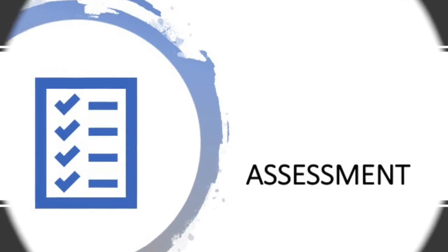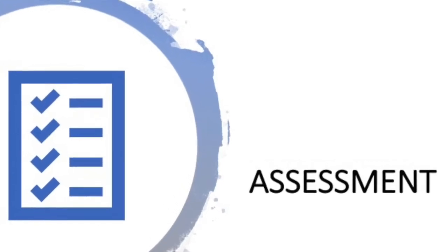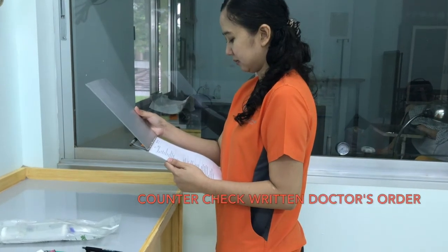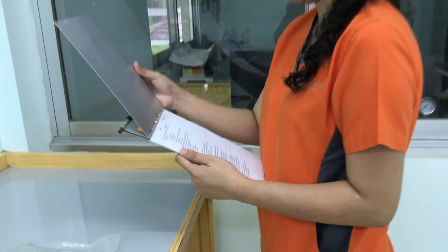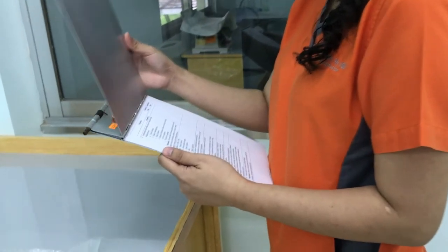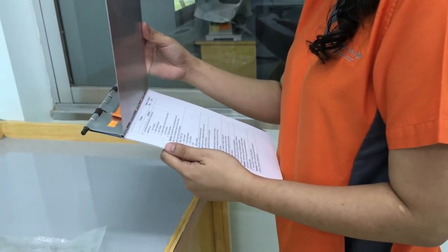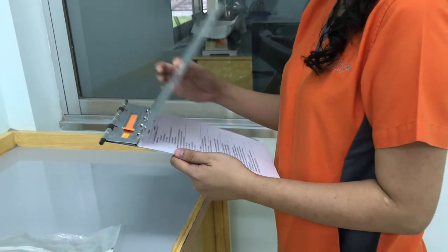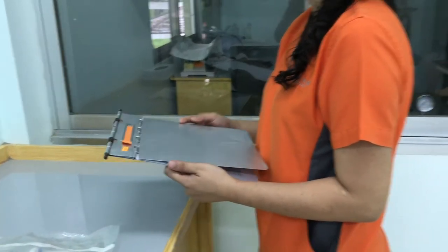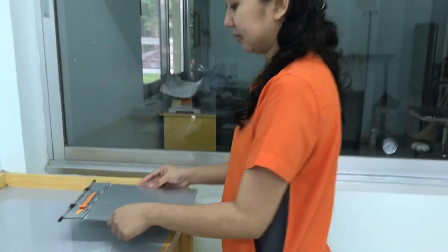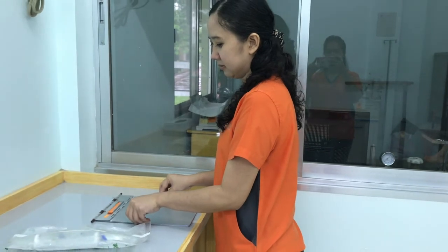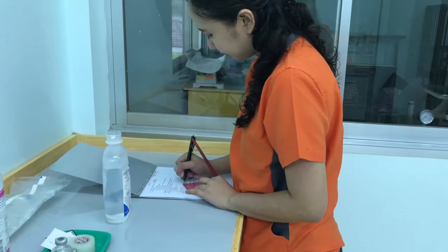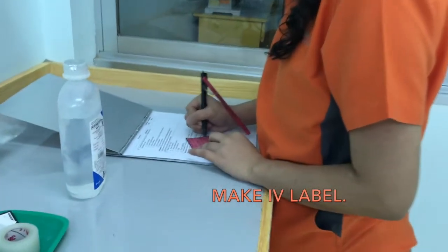Okay, let's start with a checklist. First is the assessment. Counter-check the written doctor's order: the type of solution, route of administration, rate of infusion, duration of infusion, and physician signature. This is the most reliable source and only legal record of medications the patient is to receive. This also ensures the patient receives the correct medications. Make an IV label.